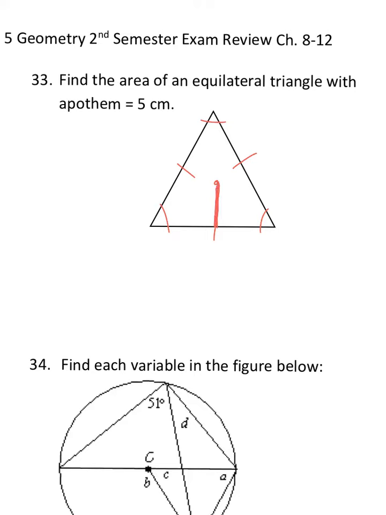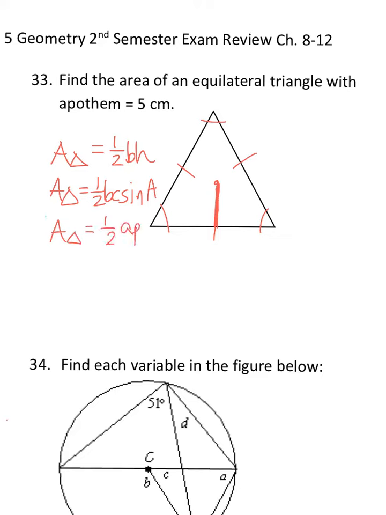So to find the area of a triangle, you can use area of a triangle is 1/2 base times height, or you can do area of a triangle is 1/2 bc sine of A, or you can do the area of the triangle is 1/2 ap. We can use 1/2 ap because it's a regular polygon. So I'm actually going to use that. I know the apothem's 5, so area of a regular polygon is 1/2 times 5.